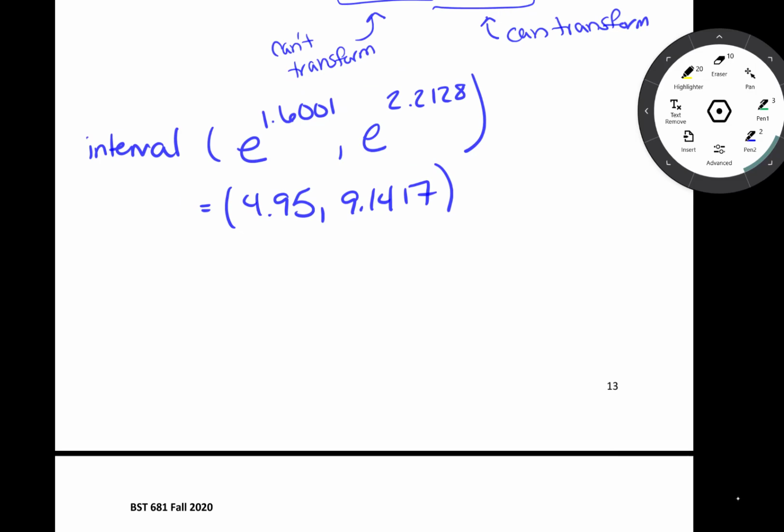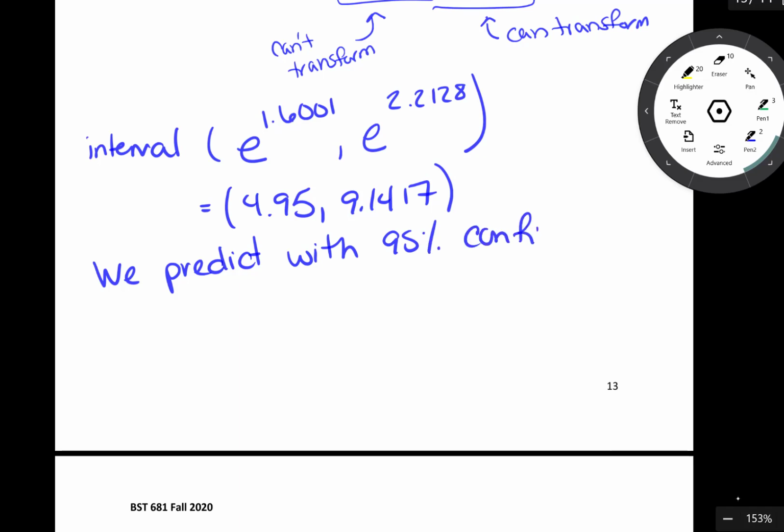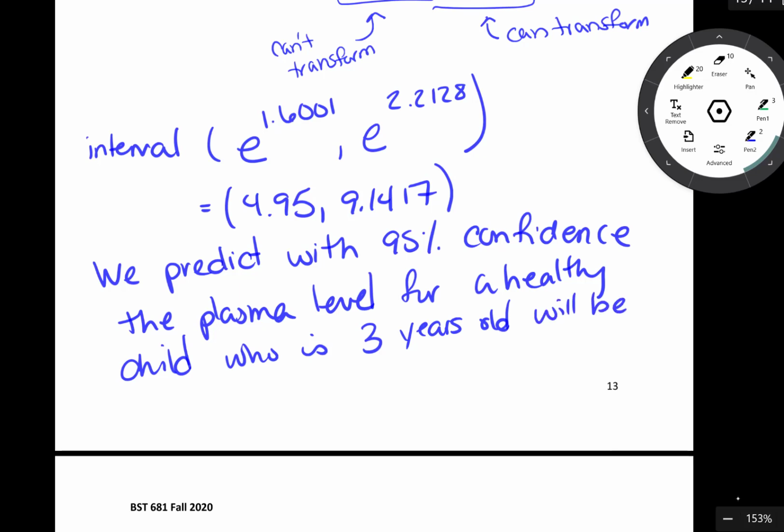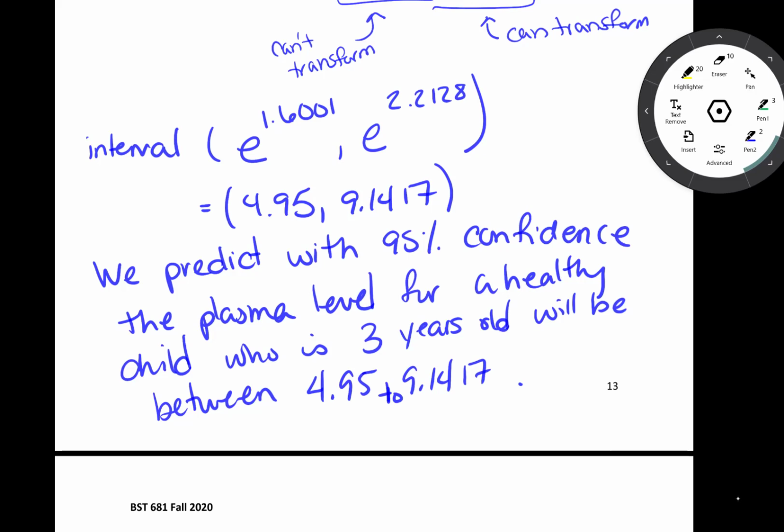And then we can write out our usual interpretation. So we predict with 95% confidence the plasma level for a healthy child who is 3 years old will be between 4.95 and 9.1417. So again, this works for prediction intervals. We could not do this same thing for a confidence interval.